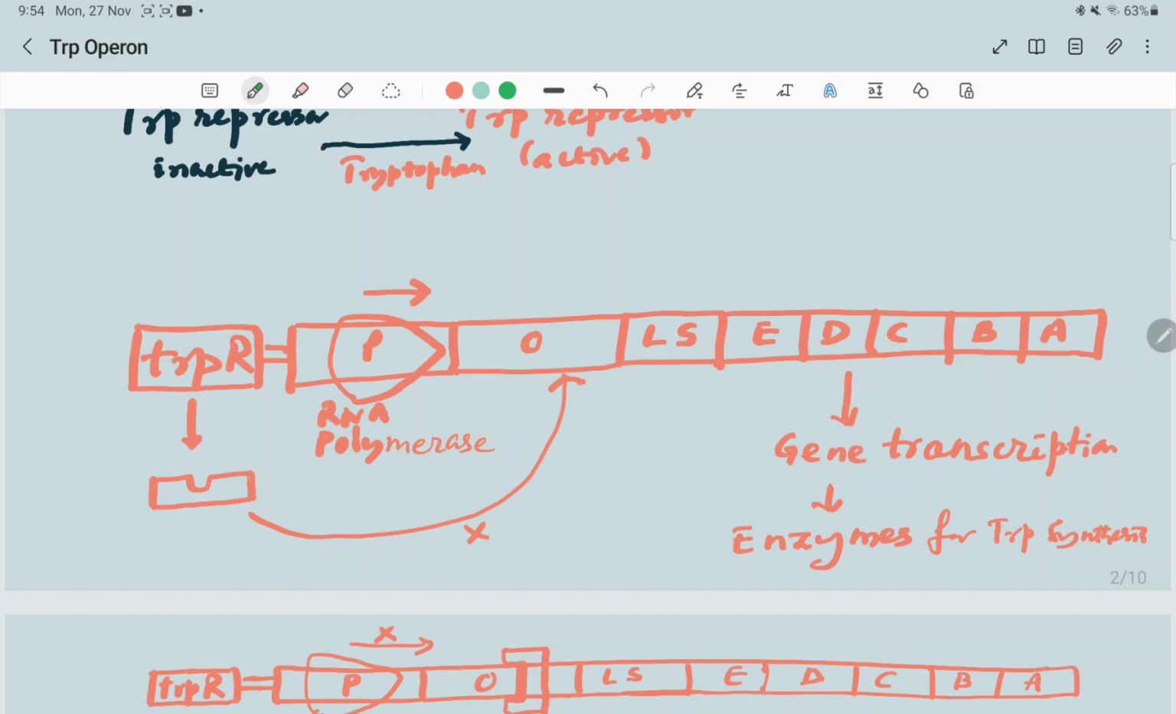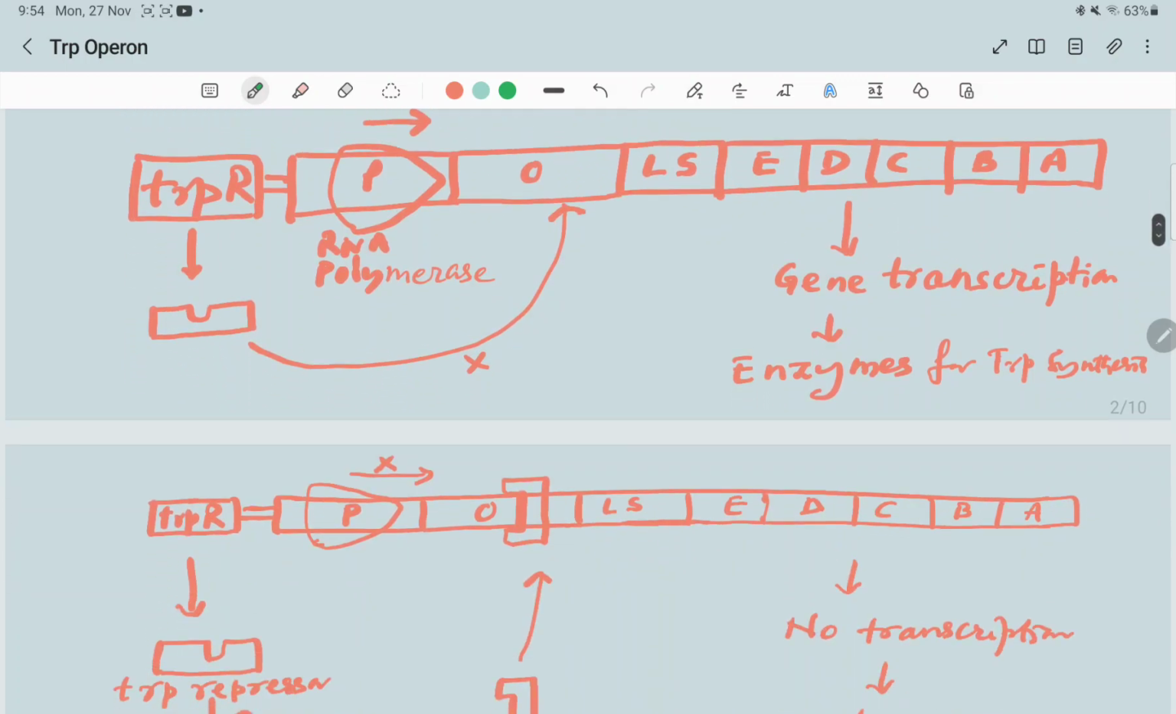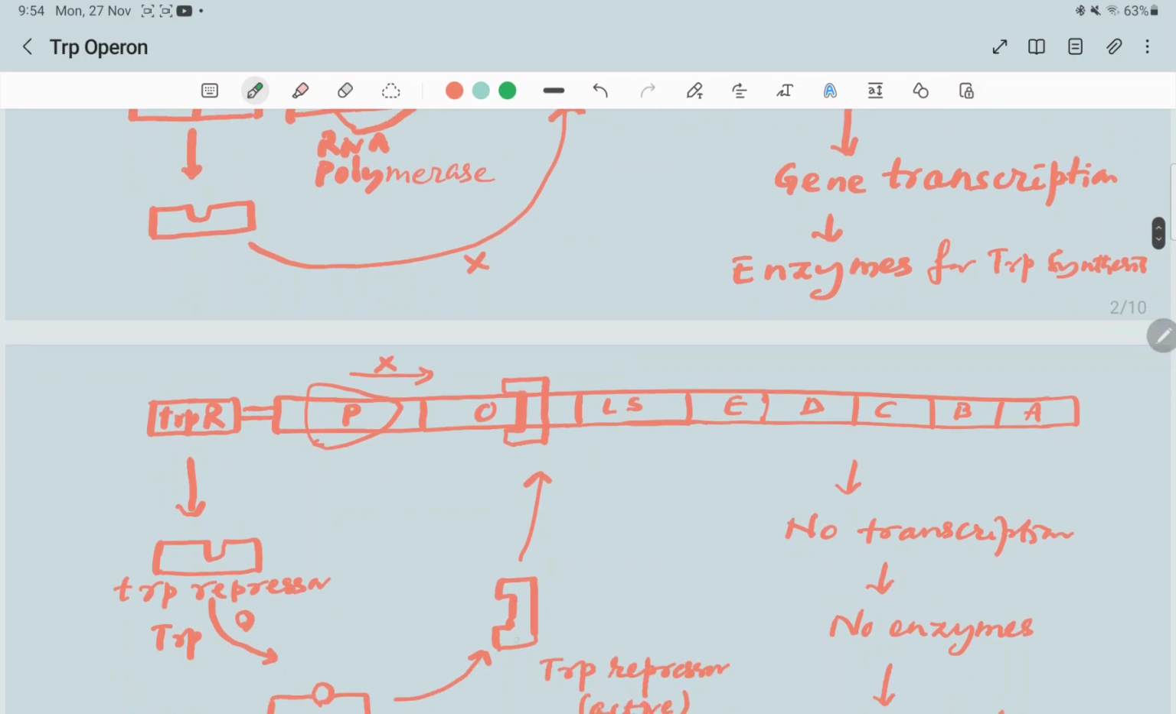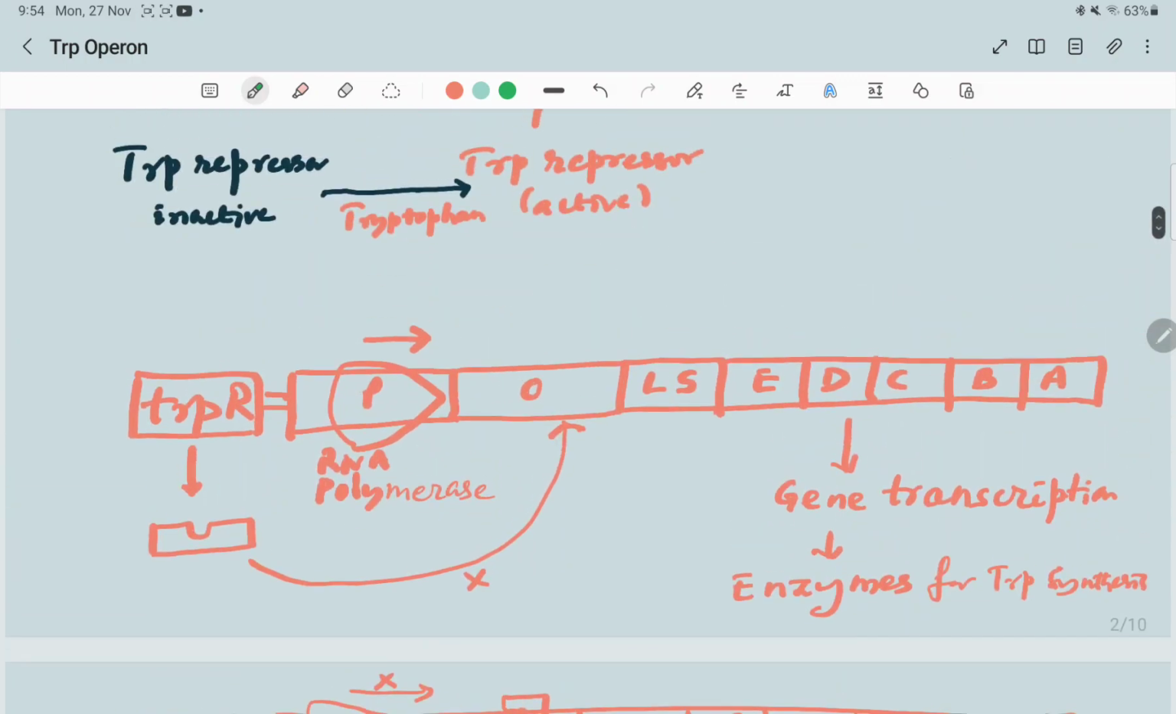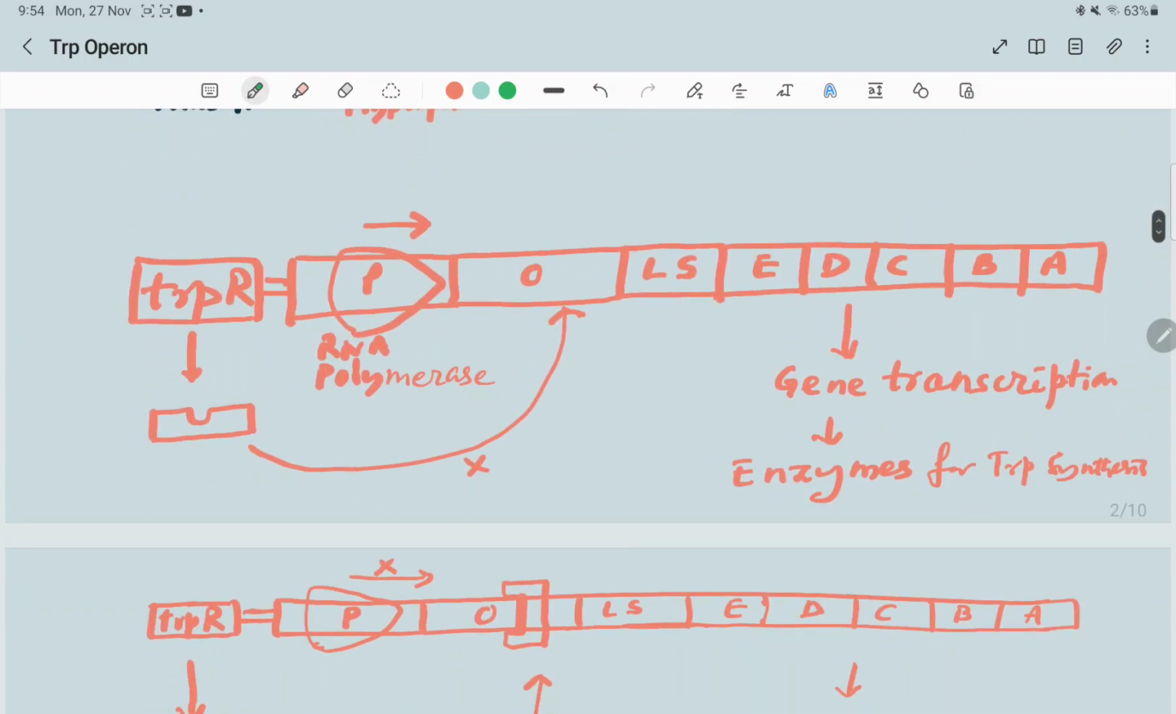So this TRP repressor protein, suppose this is the structure, cannot bind to the operator, and once it is activated, the structure, suppose, becomes like this, and it binds to the operator and inhibits the action of RNA polymerase. So what happens? Normally the gene is on because this TRP repressor protein is not able to bind to the operator.